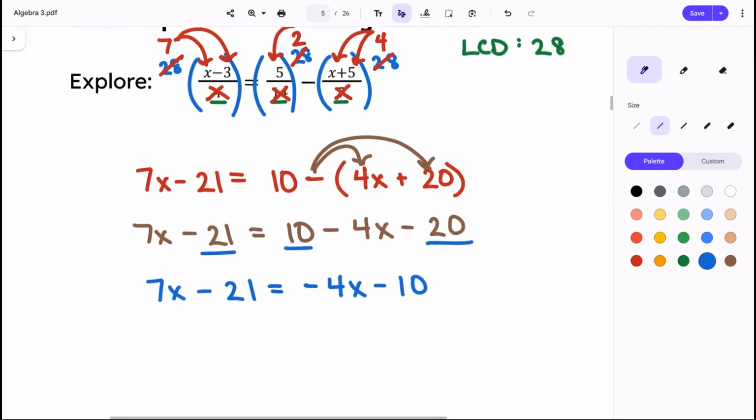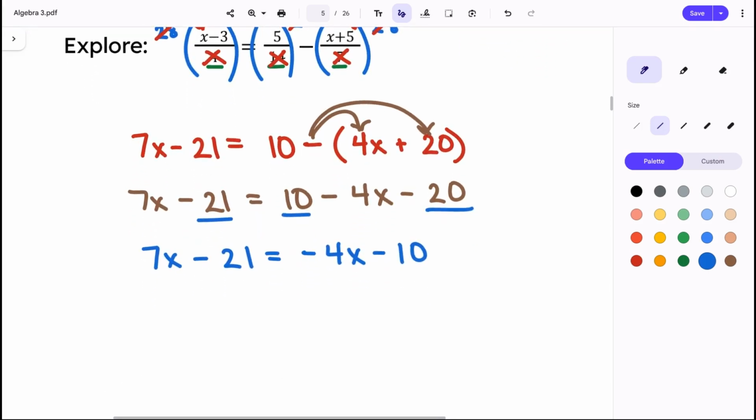And then what would you need to do? Yeah, add that 21 or the 10. It doesn't really matter to the other side. What I would maybe suggest that you do is add the 21 over. The reason why I say to do it that way is because I see a negative 4x. If I can, I like my x's to be positive. If I keep the negative 4x over there and I move the 7x, that's going to be subtracting a 7x, and that's going to become a negative x. It's not like a wrong way to do that, but if I want to avoid dealing with a negative in front of the x, I'm going to just keep that in mind.